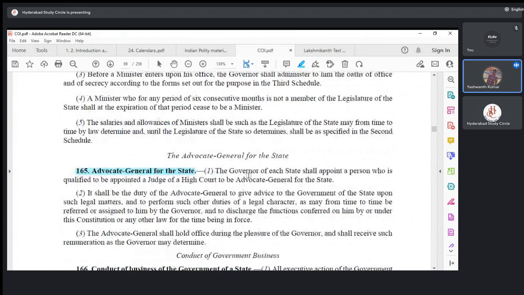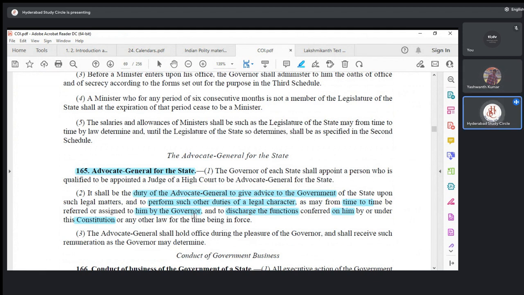Advocate General for the state. The governor of each state shall appoint. Second one, read. It shall be the duty of the Advocate General to give advice to the government of the state upon such legal matters, and to perform such other duties of a legal character as may from time to time be referred or assigned to him by the governor, and to discharge the functions conferred on him by or under this constitution or any other law for the time being in force.